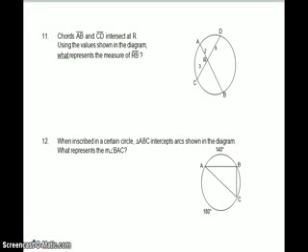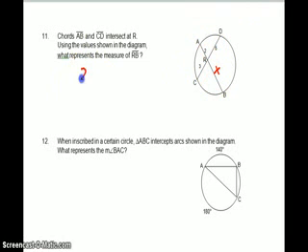Number 11. Chords AB and CD intersect at R. Using the values shown in the diagram, what represents the measure of RB? Okay, we're looking for RB, so let's put an X there. And the rule is when they intersect inside the circle, we multiply the pieces.